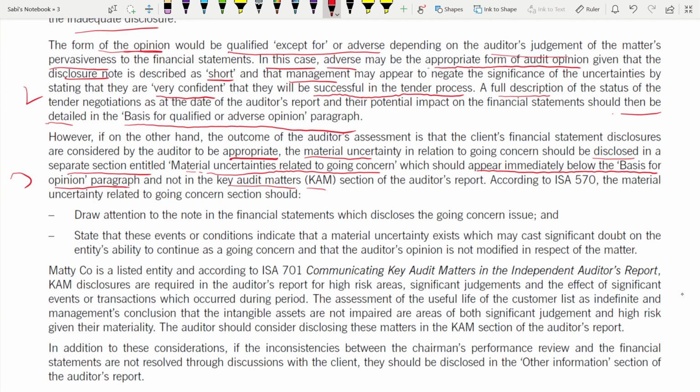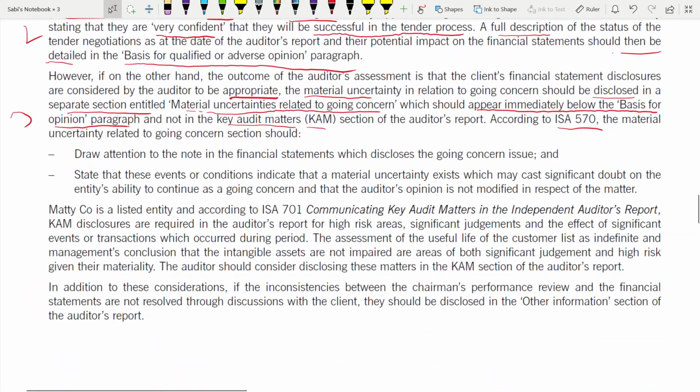So according to ISA 570, because this deals with material uncertainty related to going concern, what should you do? You should draw attention to the note in the financial statements which discloses the going concern issue. If anything is there regarding the going concern issue and you're disclosing it, you have to draw attention to that note in the financial statements. You cannot just keep it like that, because it's very important. And state that these events or conditions indicate that a material uncertainty exists, which may cause significant doubt on the entity's ability to continue as a going concern, and that the auditor's opinion is not modified in respect of the matter.